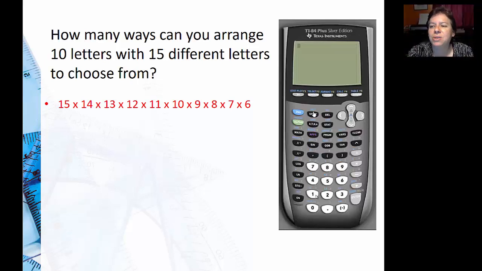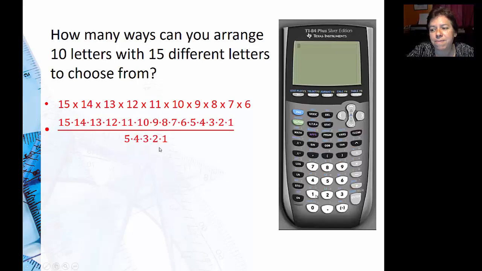So how do we do this so we can use some buttons on our calculator? Well, initially what we did is we said, hey, you know what? If I put times 5 times 4 times 3 times 2 times 1, then I can do 15 factorial. But then I changed the number. But what if I divide it also by 5, 4, 3, 2, 1? Wouldn't that still be the same number?